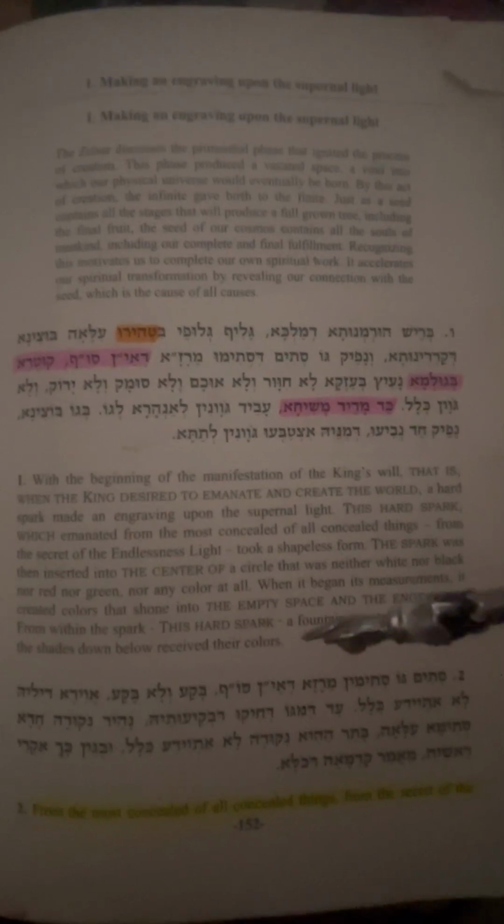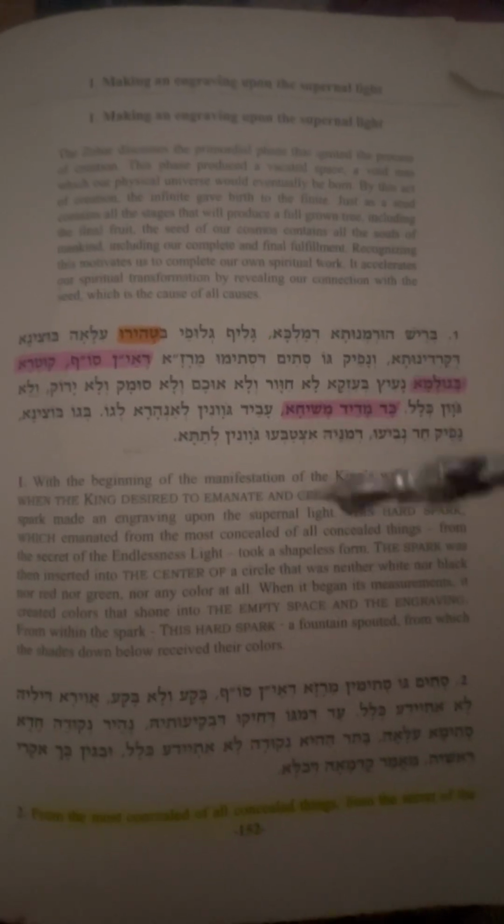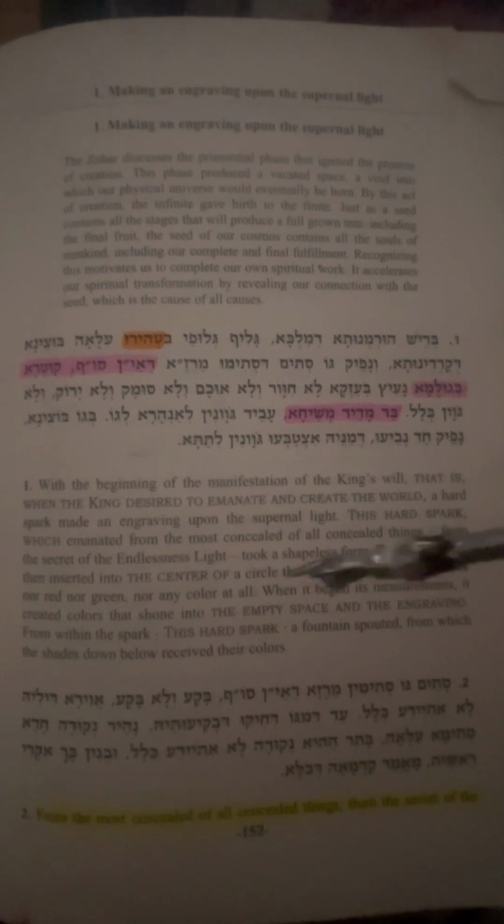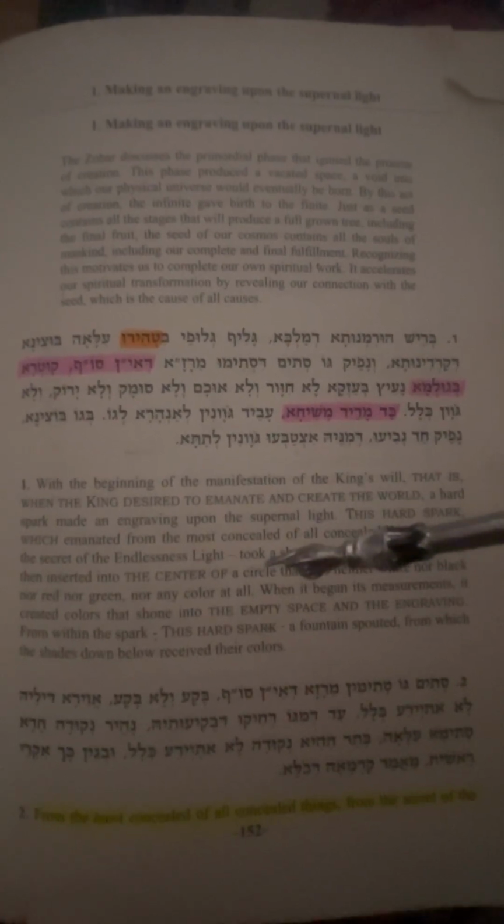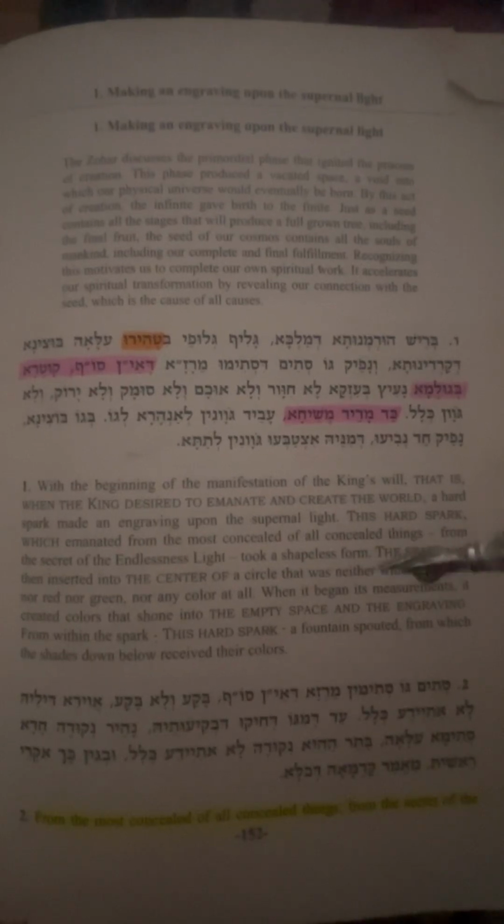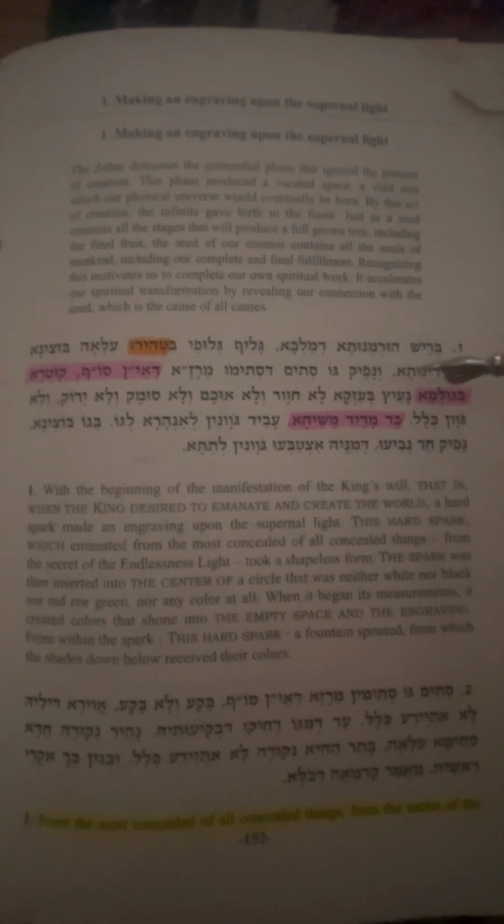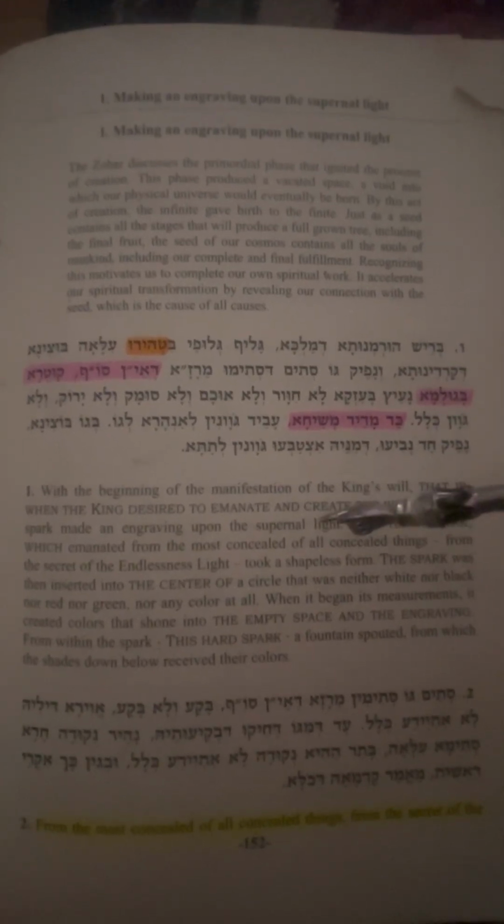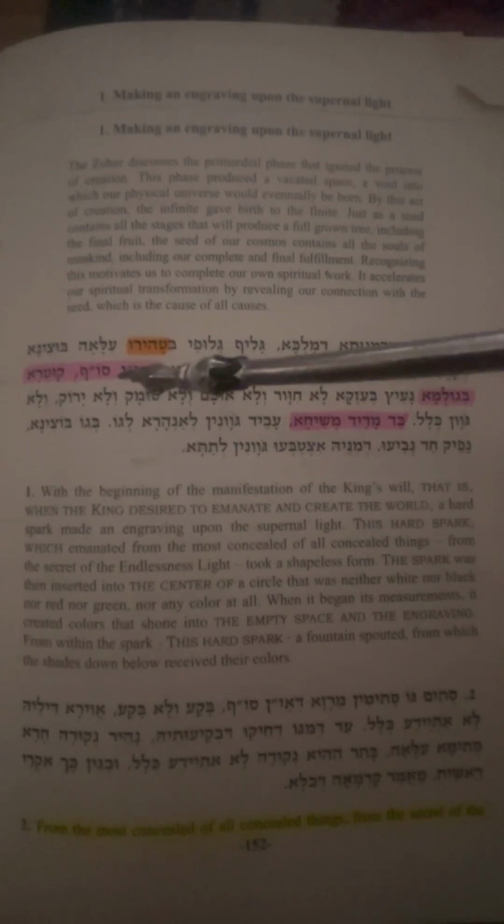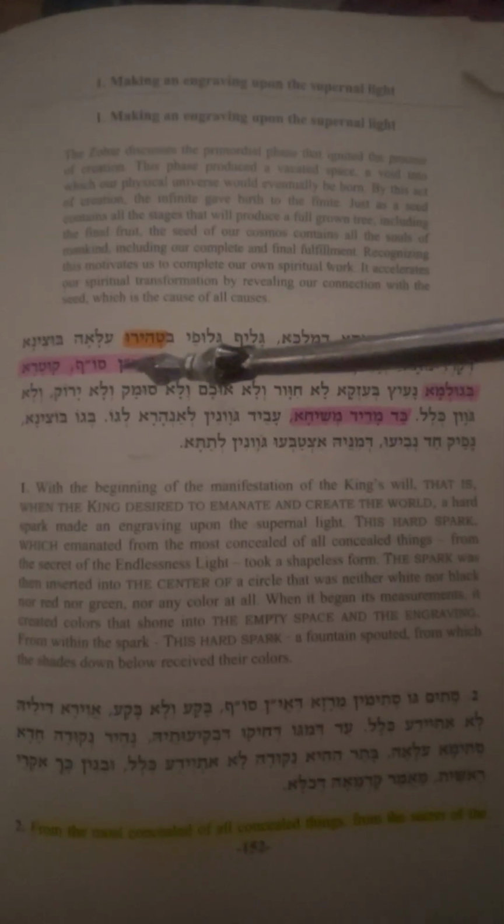When it began its measurements, it created colors that shone into the empty space and the engraving from within the hard spark. This hard spark, a fountain spouted, from which the shades down below received their colors. Thus we see mentionings of the Tzimtzum and the restriction in the secret of a circle, and a hard spark being placed in the center of a circle, all in the secret of the beginning of measurements. And all of this is in the secret of the word Bereshis, or in the beginning, an engraving upon the supernal light in the secret of the Ein Sof, which is what the Tzimtzum is attributed to.